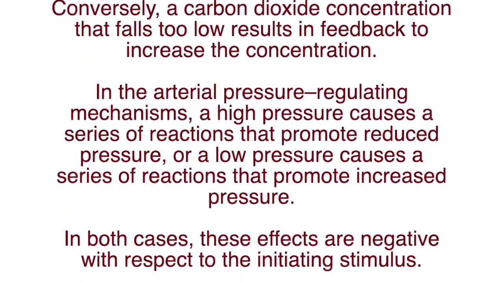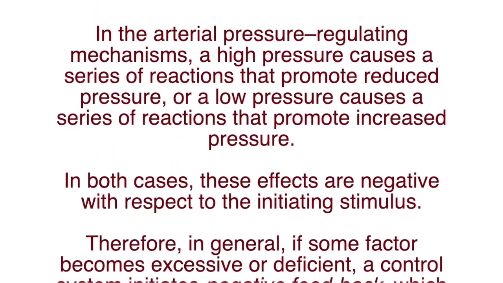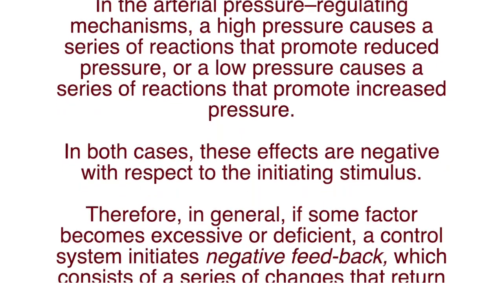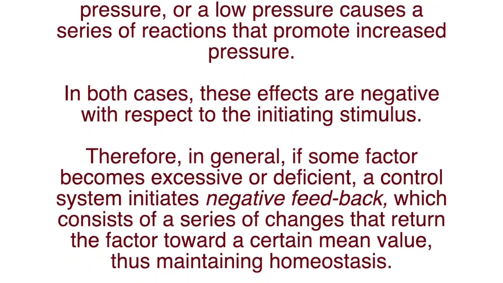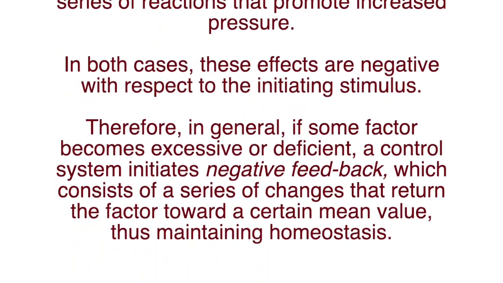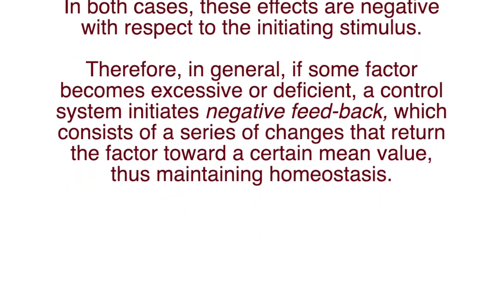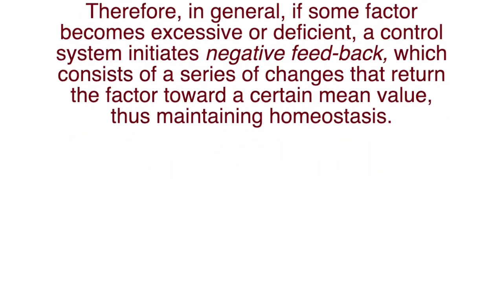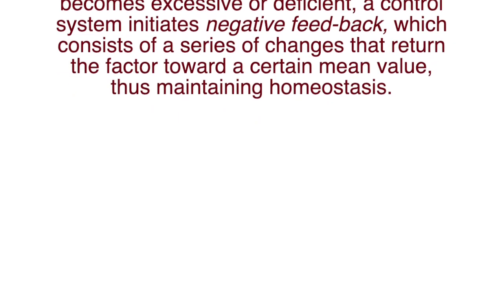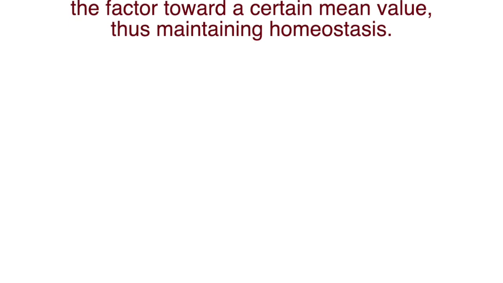In the arterial pressure regulating mechanisms, a high pressure causes a series of reactions that promote reduced pressure, or a low pressure causes a series of reactions that promote increased pressure. In both cases, these effects are negative with respect to the initiating stimulus. Therefore, in general, if some factor becomes excessive or deficient, a control system initiates negative feedback which consists of a series of changes that return the factor toward a certain mean value, thus maintaining homeostasis.